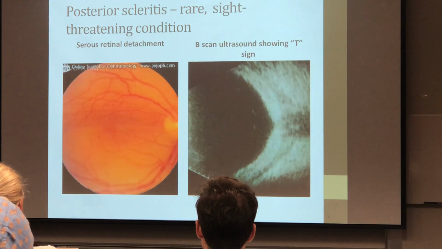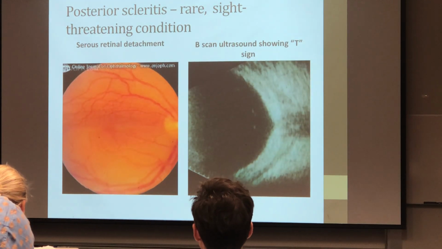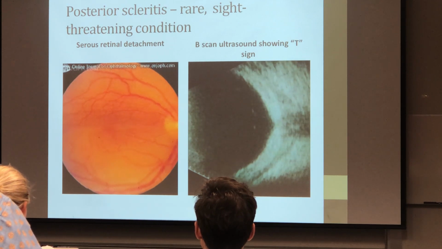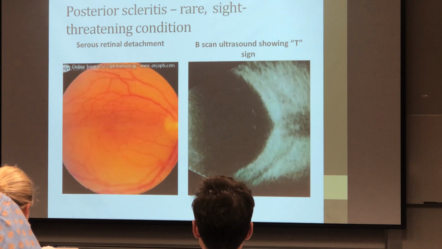The last form of scleritis you need to know is posterior scleritis. And here you see a patient with a serous retinal detachment. Before we had fluorescein angiography, and before we had ultrasound, and ultrasound of the eye really was developed at the beginning of my career, these eyes were removed because sometimes they were thought to be a malignancy. They were removed because of the suspicion of a melanoma.